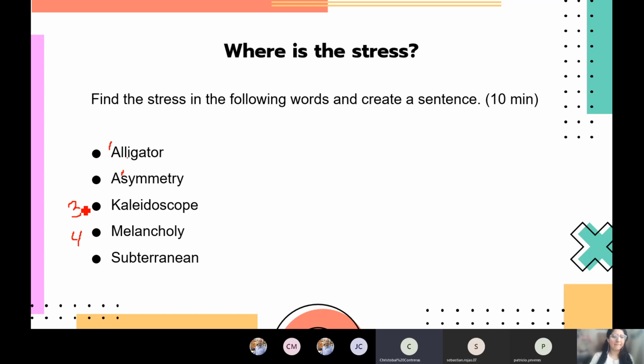Kaleidoscope. The stress is in the second syllable. And my sentence is, the book presents a kaleidoscope of perspectives. Can you read that again, please? The book presents a kaleidoscope of perspectives. Okay, perfect. So kaleidoscope, it's like full of colors, right? Like a mixture of colors.